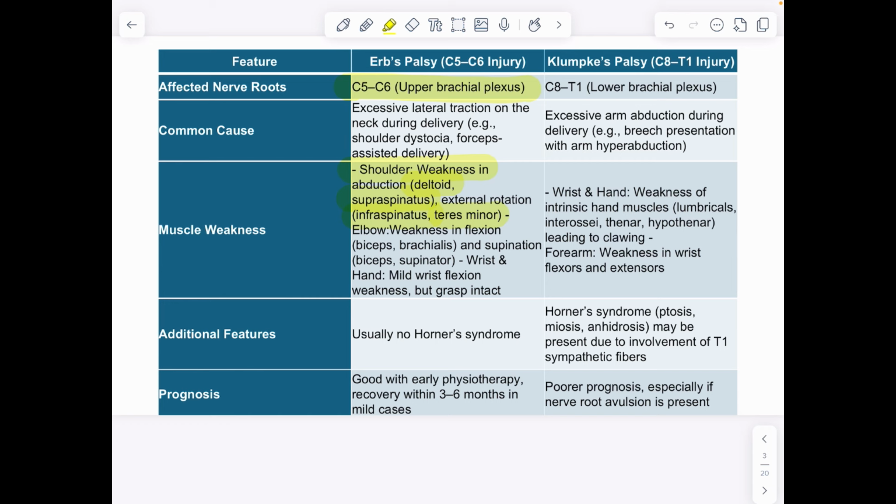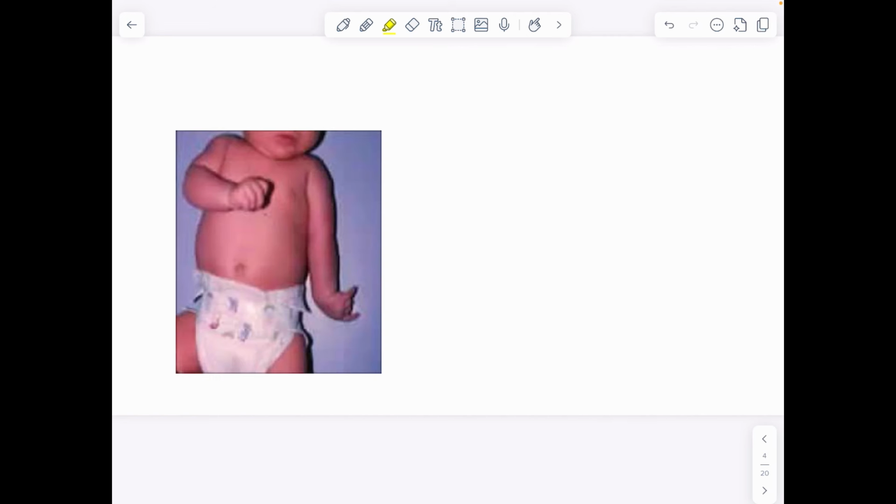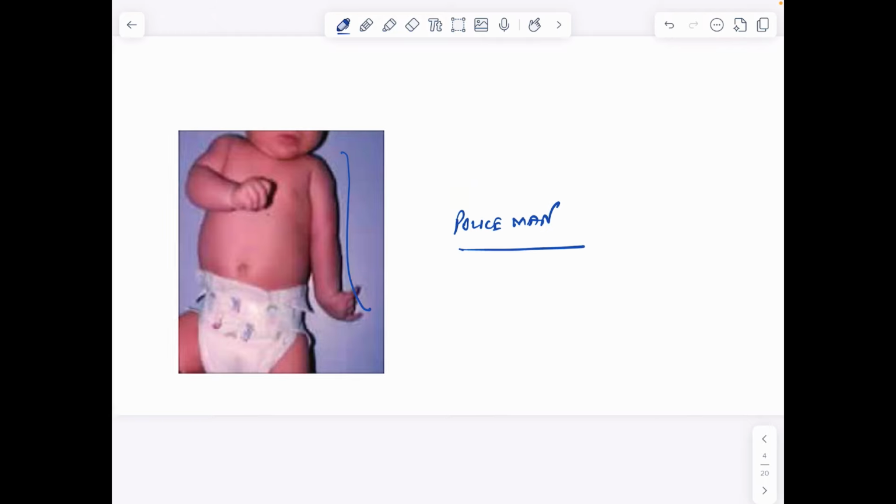the shoulder joint. Now, at the level of elbow, there will be weakness in the flexion because of the affection of the biceps and brachialis, and there will be loss of supination because of the affection of the biceps and supinator. So, the forearm would be kept in pronation and elbow in extension, while at the wrist and hand, there is mild wrist flexion weakness, but the grasp remains intact. So this is how the attitude of the limb is going to be, and this attitude is typically known by the name of policeman tip deformity, as you already are aware of. So the answer for this question is Erb's palsy.